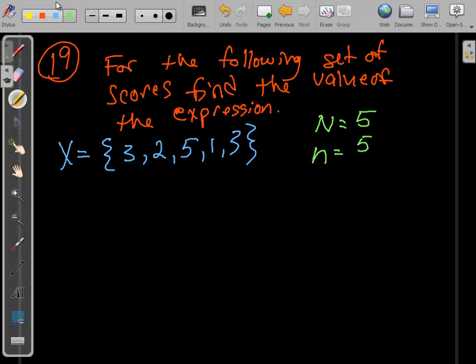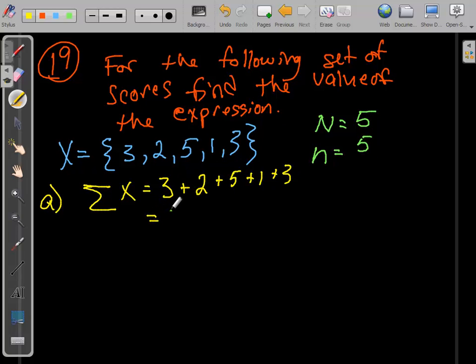Alright, so for the first one, part A, let's just do the sum of x. We're going to insert our own part A. So this would be 3 plus 2 plus 5 plus 1 plus 3. If you added these up, 3 and 2, 5, 5 and 5, 10, 11, 14. Okay. Now the A actually given, I'll just write it as B.